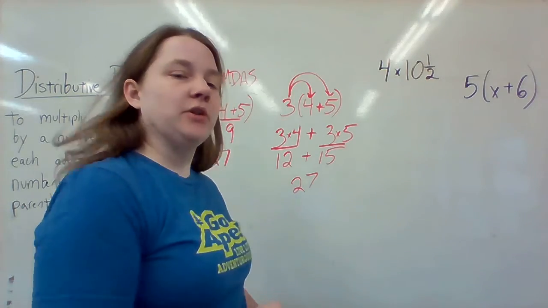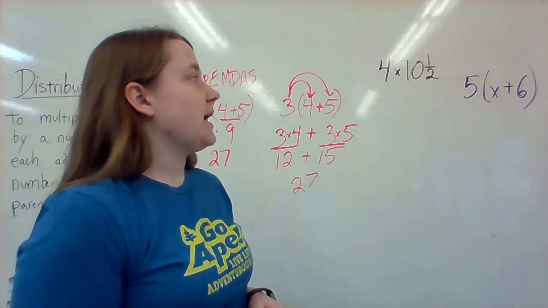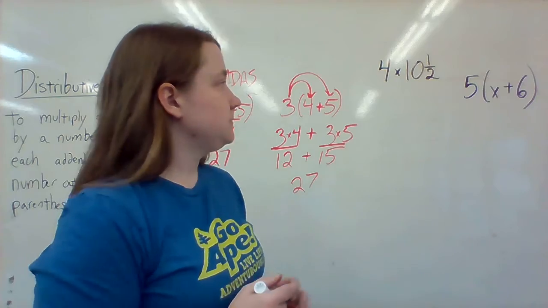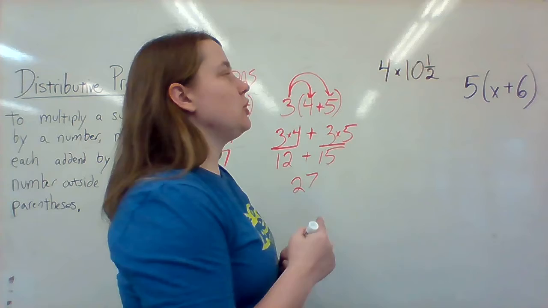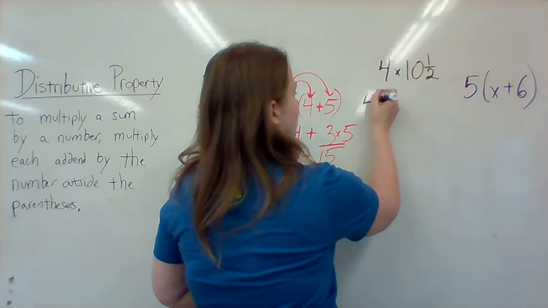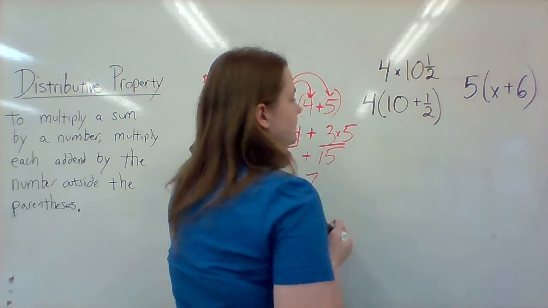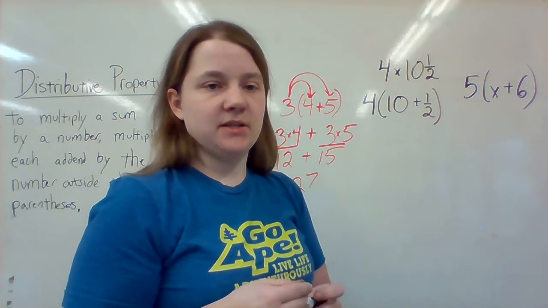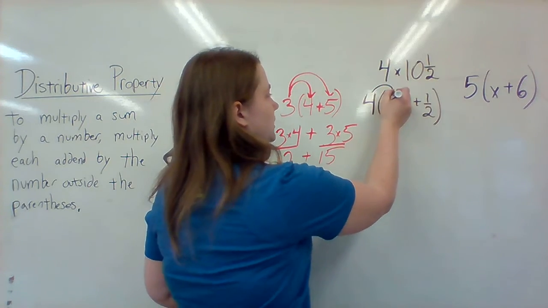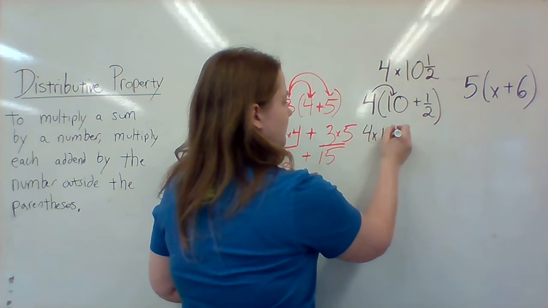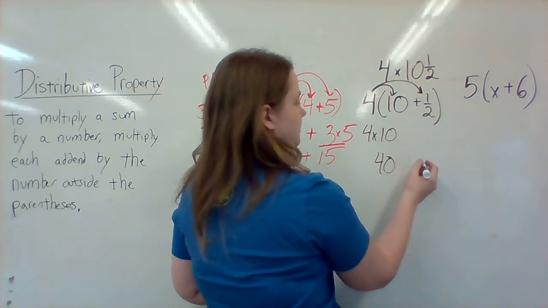The first thing we're going to look at is how this can help you when you are multiplying a number times a mixed number. So instead of looking at this as 4 times 10.5, you can think of it like 4 times 10 plus 1/2. And 10 plus 1/2 is 10.5, so we haven't changed anything. Now we know that 4 times 10, it's pretty simple, that's going to be 40. And we can also do 4 times 1/2.